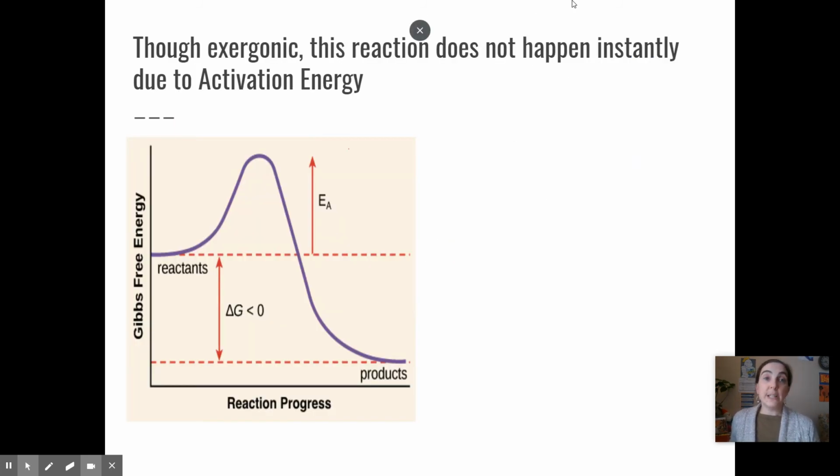So even though cellular respiration is an exergonic reaction, it's breaking down molecules and releasing energy, it still doesn't happen instantly because of this activation energy. If you remember EA right here, this is the activation energy. It's kind of that starting energy that's necessary to get a chemical reaction going.